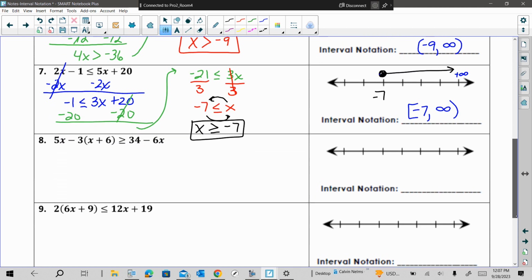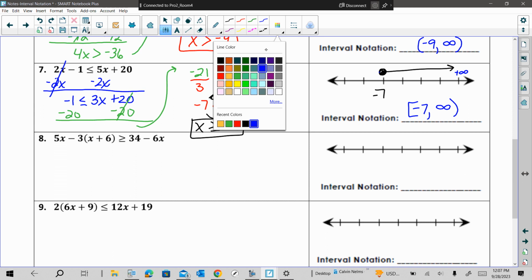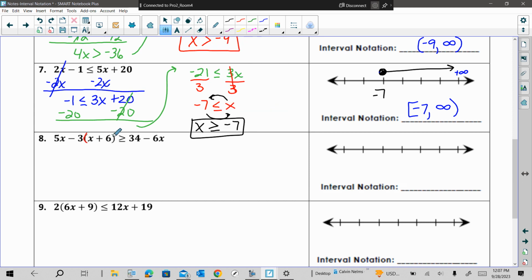Now for 8, the first step, because we have these parentheses here, will be to distribute this -3. So this becomes 5x minus 3x, then minus 18, because a negative times a positive is -18. Greater than or equal to 34 minus 6x. You still have to rewrite everything else.